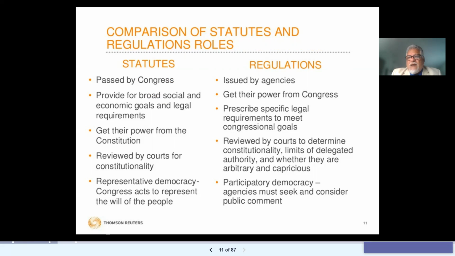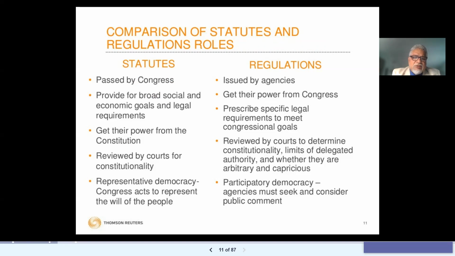All statutes are, but also the regulations are reviewed by courts to determine constitutionality, limits of delegated authority, and whether they're arbitrary and capricious. But remember, there is a principle of exhaustion, or what's called Chevron deference, after a case with Chevron in it, which requires that anyone who is going to litigate outside of the agency must exhaust all of the potential steps that are given by that regulation. And then after that, they can appeal to the regular court. But not until then, the courts will not hear it. They will not even let you in.